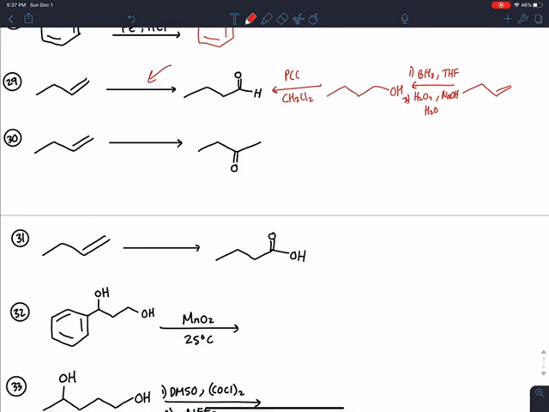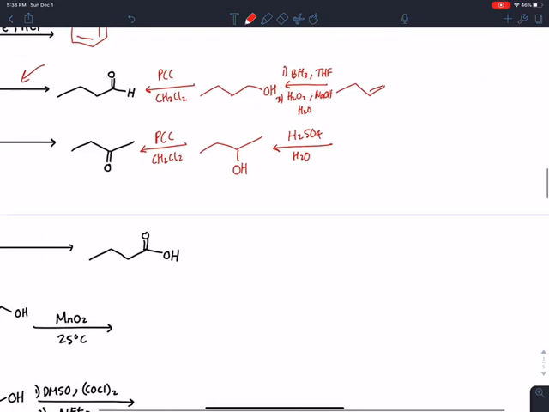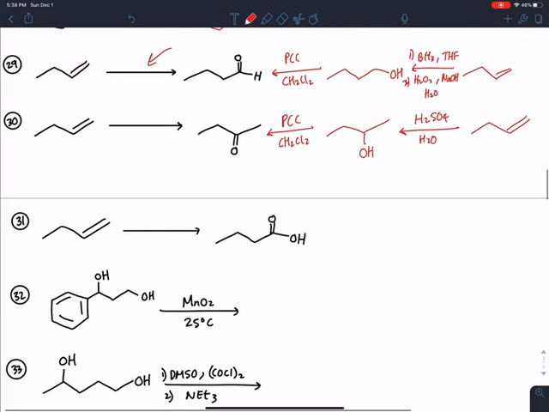In this one, again, like before, we're going to do PCC, just like before, PCC over CH2Cl2. But now I need the alcohol on that exact spot. How do you get that from a double bond? Well, that's just H2SO4 with water. So I feel like these questions are like mini synthesis. So I would write it as 1 and 2 over here again.